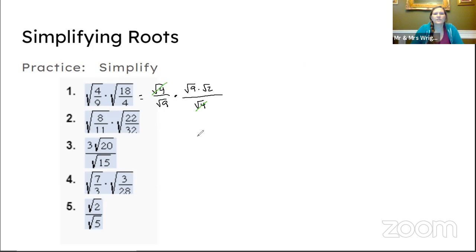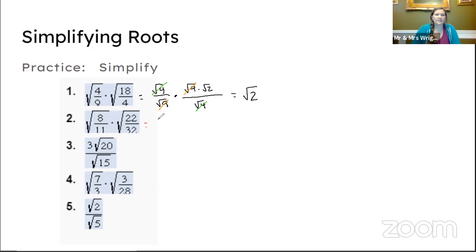Square root of 4 and square root of 4 get canceled out because there's one on the top and one on the bottom. Square root of 9 and square root of 9 get canceled out because there's one on the top and one on the bottom. So what does that leave us? That leaves us the square root of 2 over 1. And remember, we don't need to write a denominator of 1. So that just leaves us with the square root of 2. Go ahead and pause the video, and I want you to practice the rest of these on your own, and then come back, unpause the video, and we'll go over them.